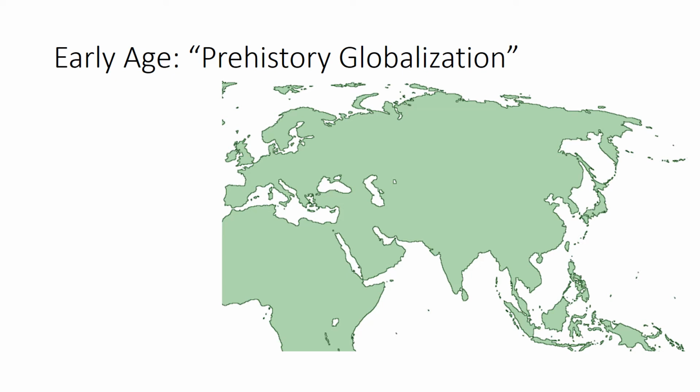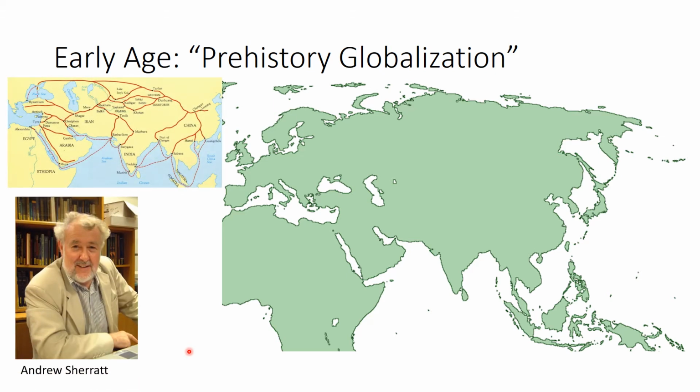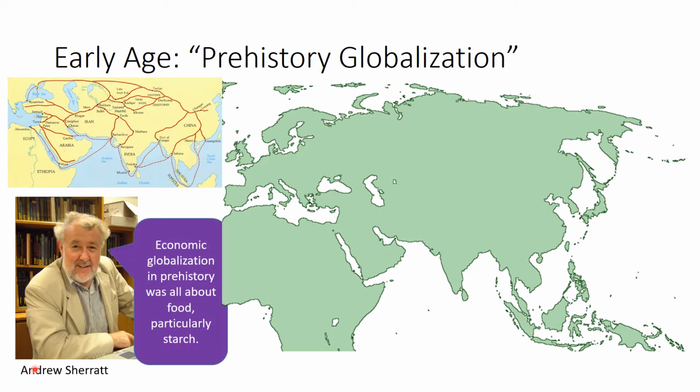The first input I will discuss in economic globalization is what happened during prehistory. Many archaeologists would suggest that there is a thing called prehistoric globalization, before all this civilization sprung about, before written texts. During the Stone Age, there was already globalization. The main proponent is Andrew Stewart, who says that economic globalization in prehistory was all about food, particularly starch.